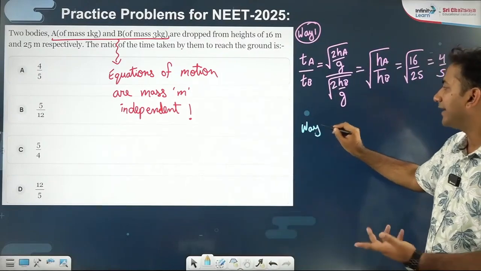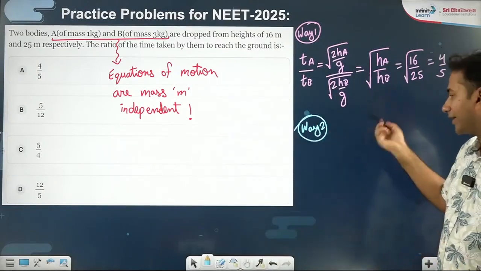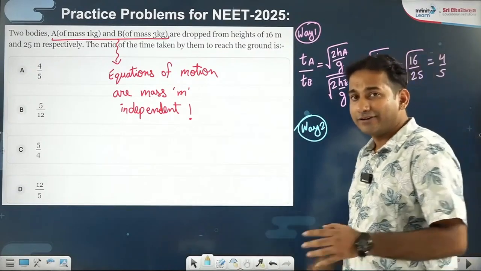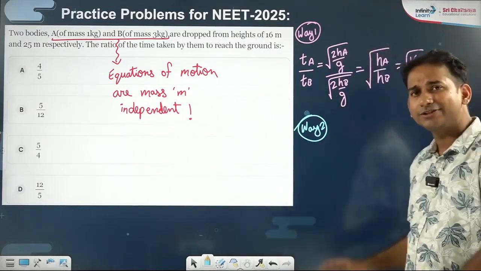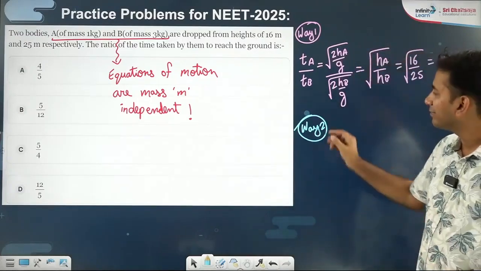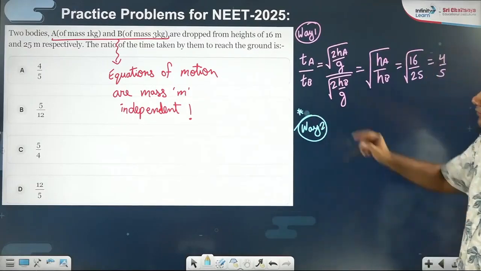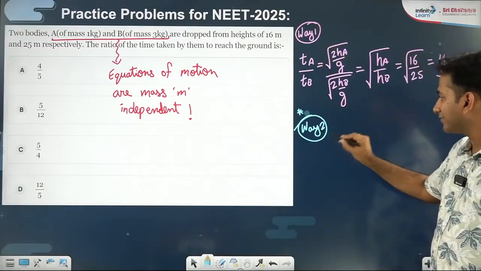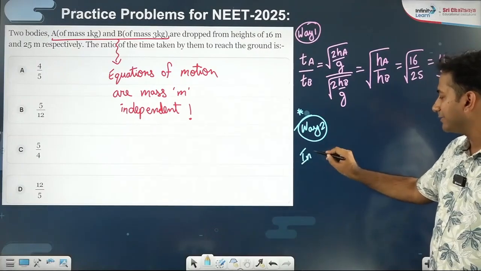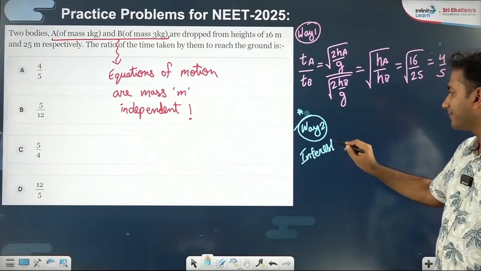Way 2 might look longer, but if you already have practice with Galileo's formula, you can avoid the equations and directly do it by a simpler approach. How can you do that? For 16 meters, you will say, see, it's an interesting one.